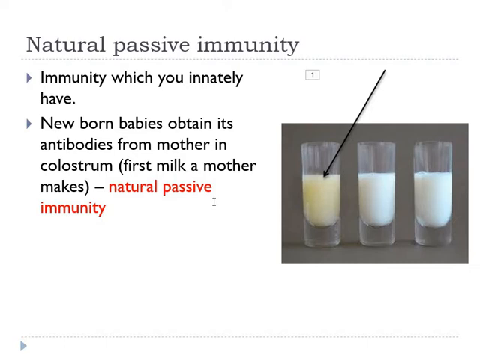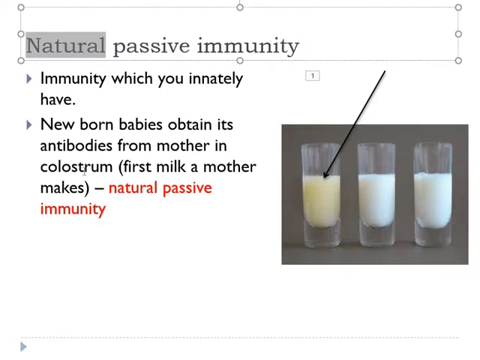So the first one we're going to look at is natural passive. And the words themselves are really useful in terms of learning them. If you can understand the word itself, you can then understand the type of immunity. So natural, the idea it's not man-made, it's done by living organisms themselves. And then passive means to essentially get it from someone else. So it's naturally made, but then you're getting it from someone else.